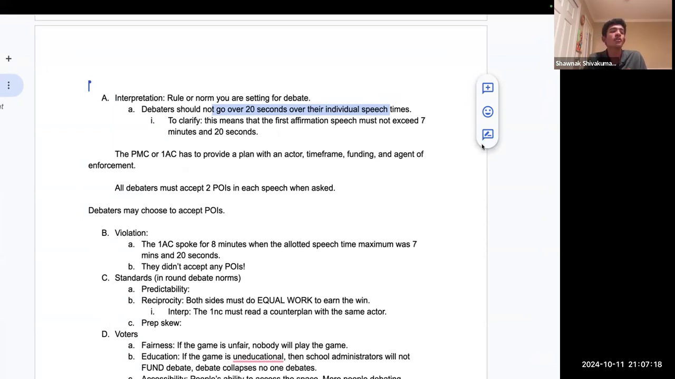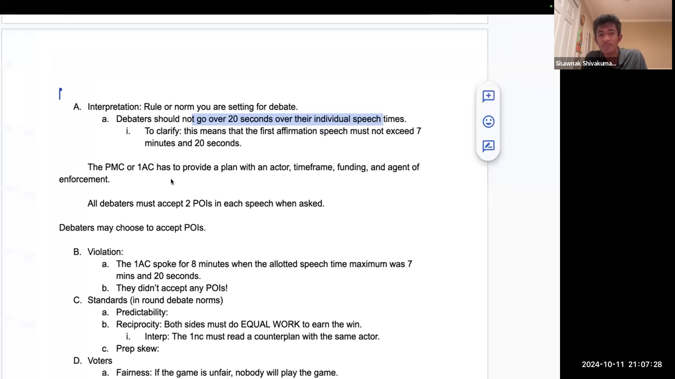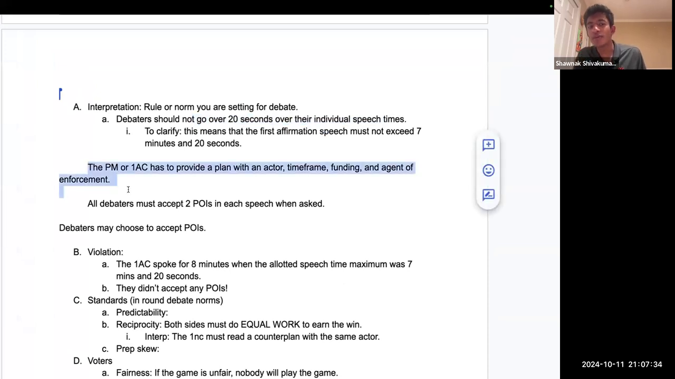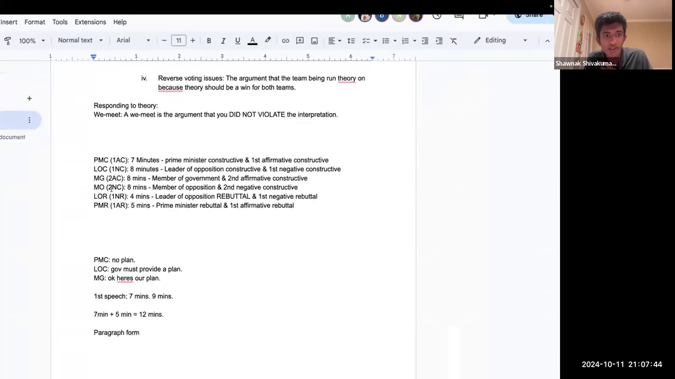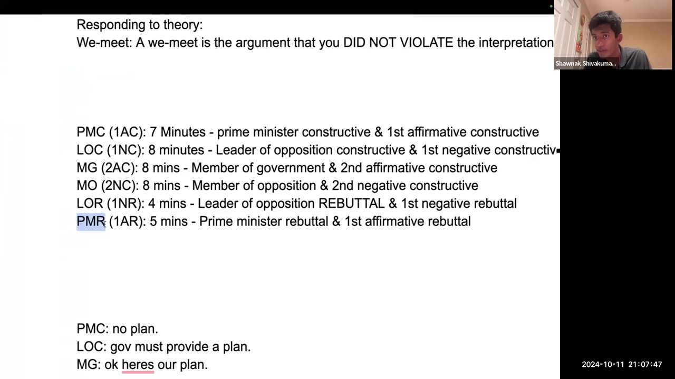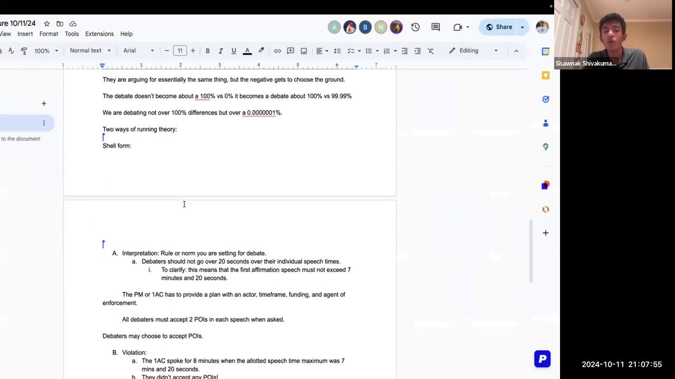Melanie Goldberg is known for her crazy we meets. She is known for getting out of every theory shell because of them. For example, I think Vesta ran that the PM has to provide a plan with an active time frame and funding. The PM just means prime minister. So in the final speech, the PMR, they provided a plan text. They meet the shell, right? So always read a we meet.